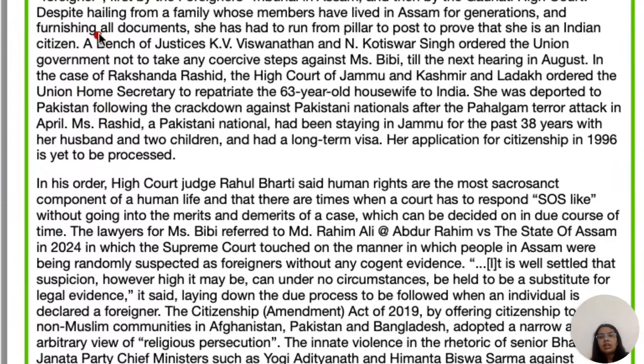A bench of justices K.V. Vishwanathan and N. Singh ordered the union government not to take any coercive step. Okay, now coercive is any strict step against Miss Bibi till the next hearing in August. Okay, so यहाँ पे there is not judgment but an order that we get to see. तो उसके लिए बात हो रही है not to use any force, not to use threats, that kind of steps अभी नहीं लेने हैं.